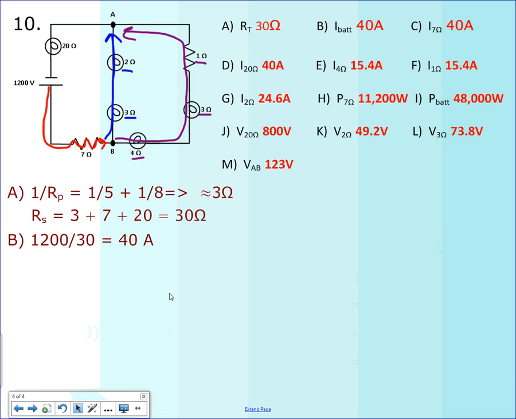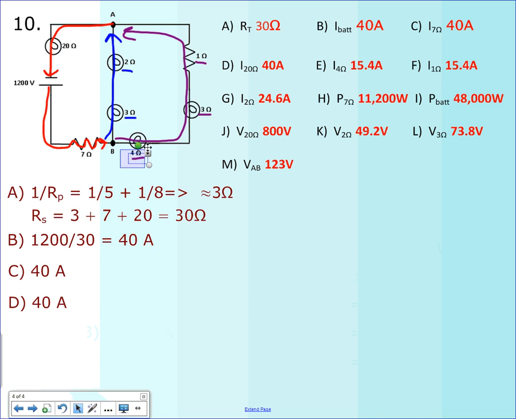Part C, the current through the 7 ohm resistor. Well, this is in series with the battery, so no math needed. If 40 amps comes out of the battery, all 40 amps have to go through that 7 ohm resistor. And by the way, once you get to point A, the current will go through here, which means the 20 ohm resistor is also in series with the battery. So in part D, what's the current through that 20 ohm resistor? Well, it's all 40.